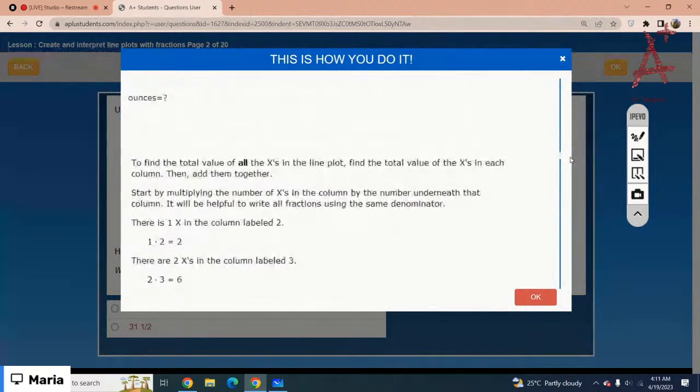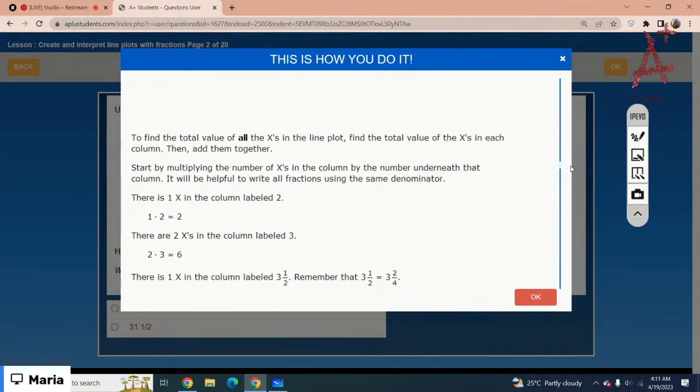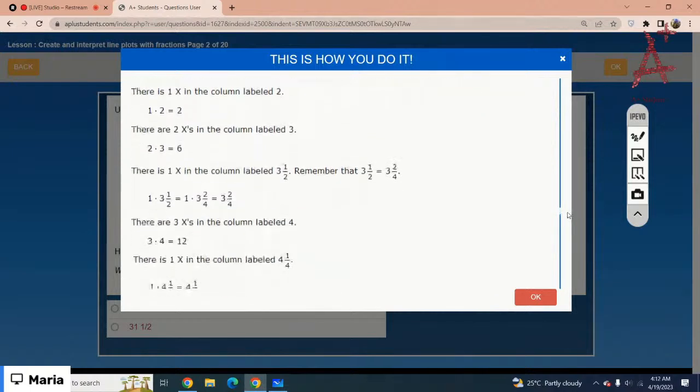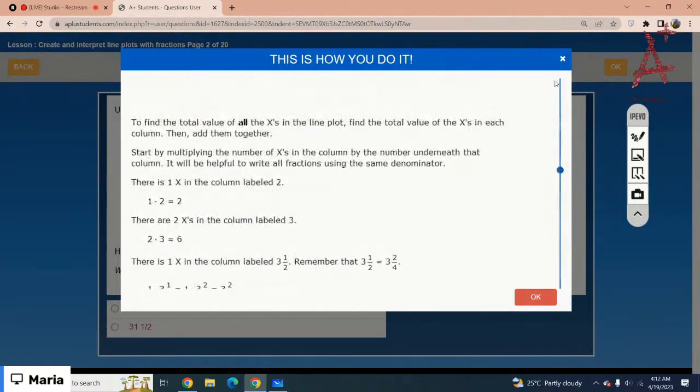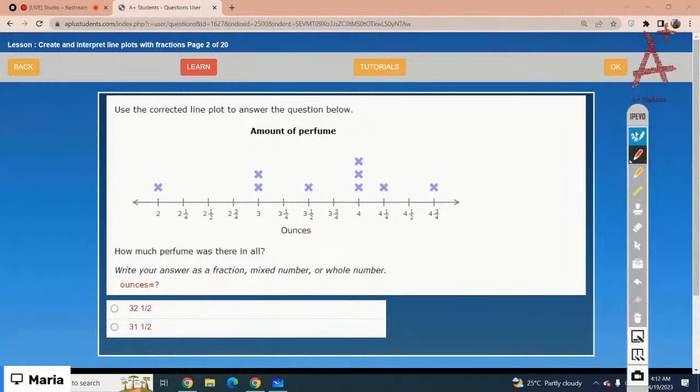To find out the total value of all the x's in the line plot, find the total value of the x's in each column, then add them together. Got it? Like here you have in front of 2 you have just 1. Got it? So you have to do 1 times 2. Here you have 2. So you need to do 2 in front of 3. So you need to do 2 times 3. Then here you have 1. So you need to do 1 times 3 whole 1 over 2.